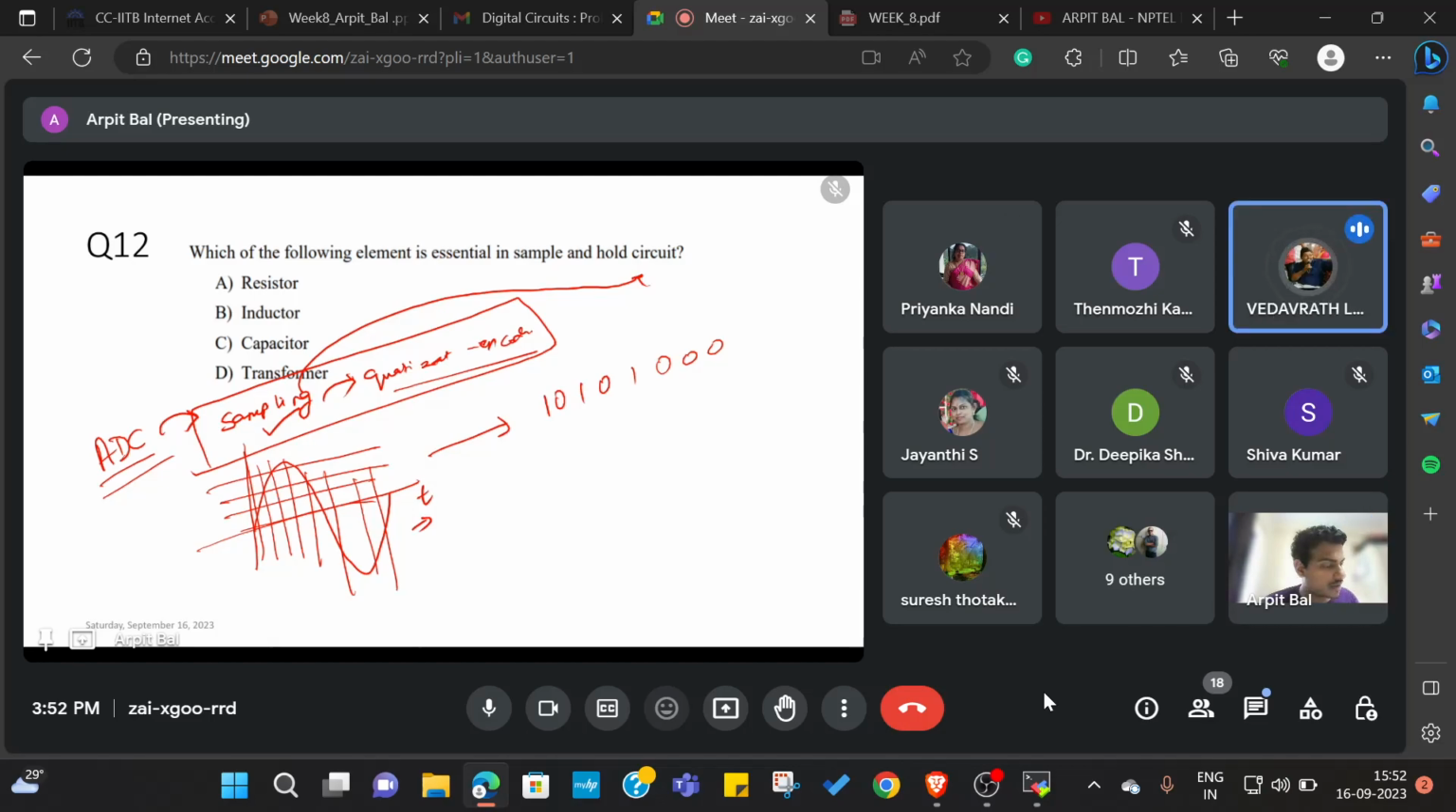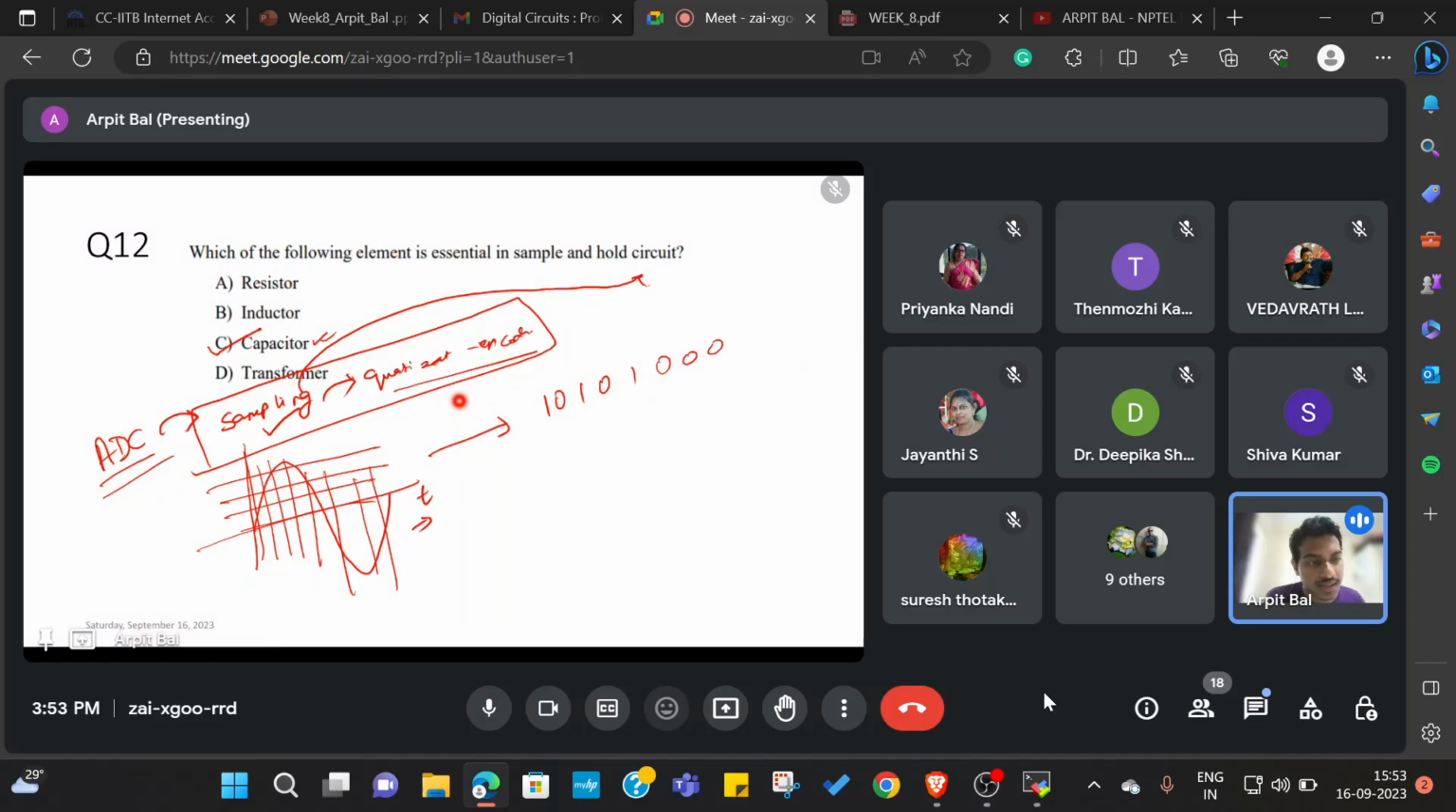Capacitors. Correct. Capacitor. Because the statement "hold" itself mentions that there needs to be an element which is going to have memory for some time, right? So that is the capacitor, and capacitor is widely used. So you can create a sample and hold circuit using a normal capacitor and a switch.